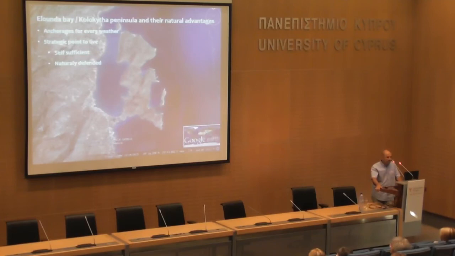Because of the natural anchorages that it offers in every weather, and also the strategic point that the isthmus offers, where the city center of the historical times used to exist, ancient Olus. In case of any attack, the inhabitants of the city could move either towards Crete or towards the peninsula, and there was sufficient productive land both east and west of the city to be self-sufficient and, of course, naturally defended.